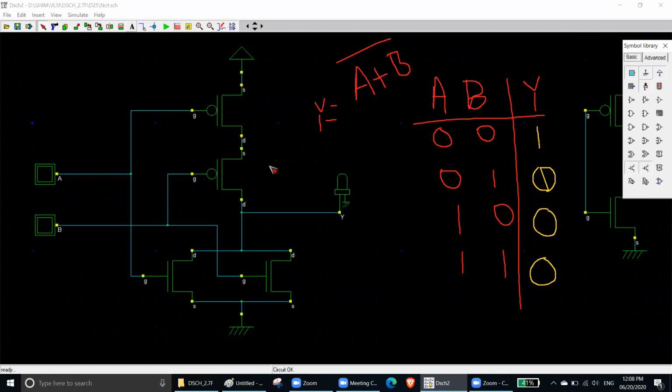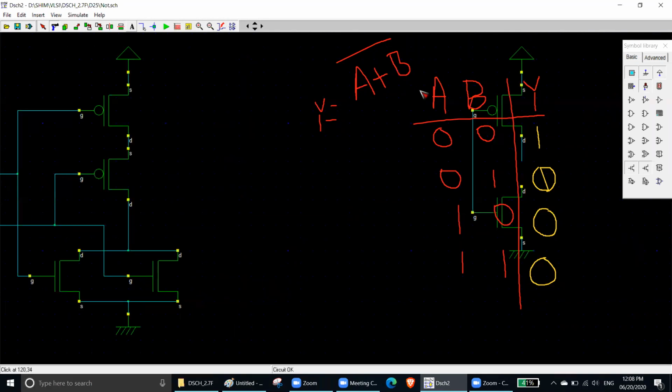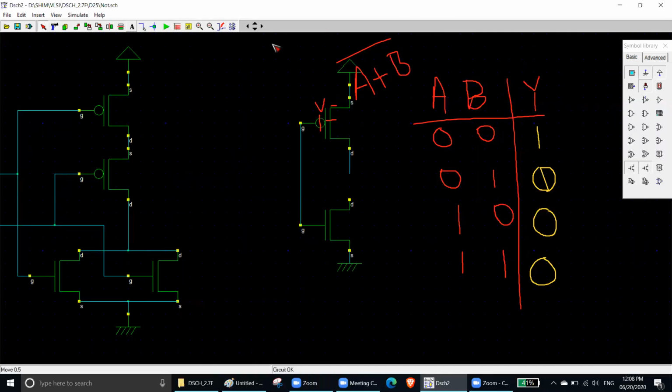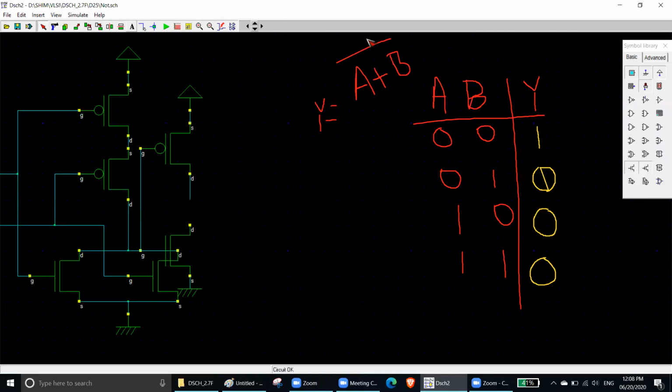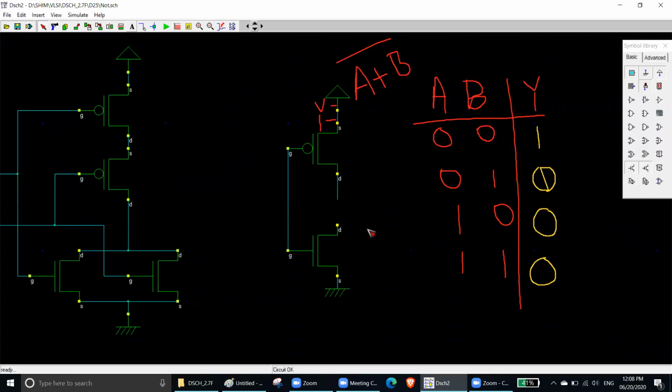So if I want to make an OR gate, how can I do that? Just include a NOT gate with it. Exactly. We have to include this NOT gate.